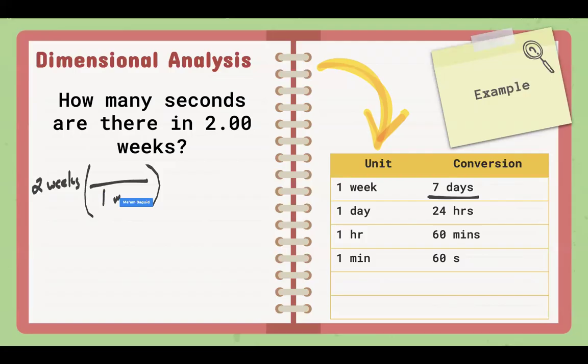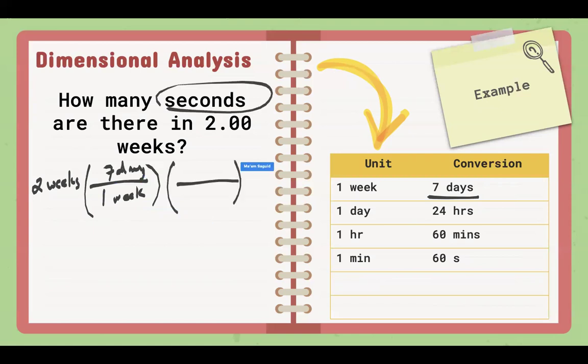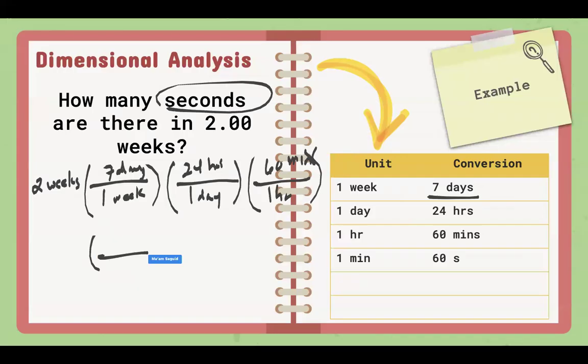So 1 week, always remember that your given unit should always be on the denominator. So 7 days. So we need to get seconds. Now, you can continue in 1 day. How many hours? We have 24 hours. You can continue in 1 hour. How many minutes? That's 60. And then you can still continue. I'll write it down below. In 1 minute, how many seconds? That's 60 seconds. And then proceed with multiplying everything.